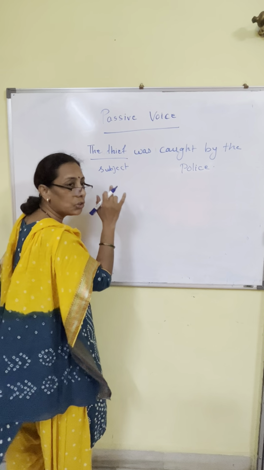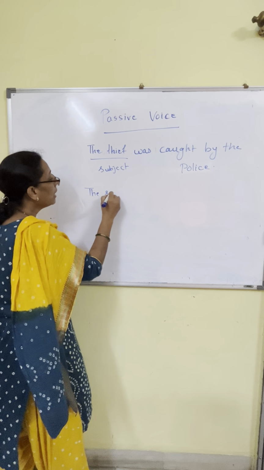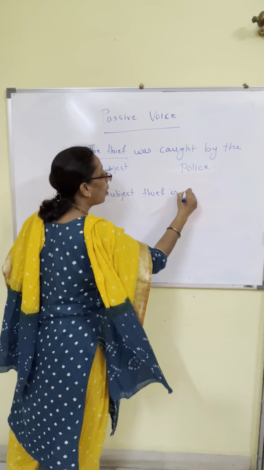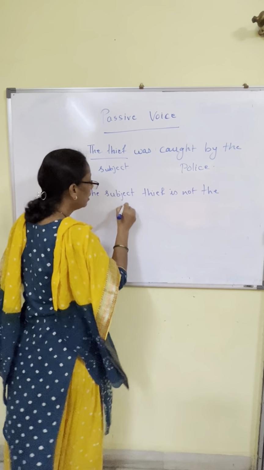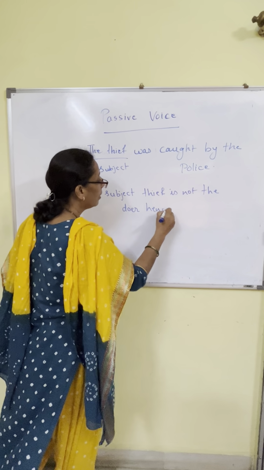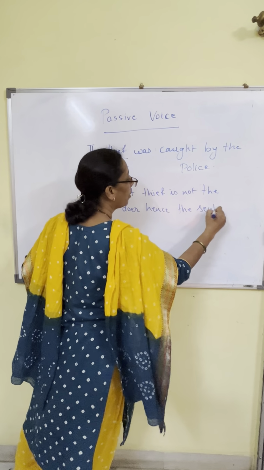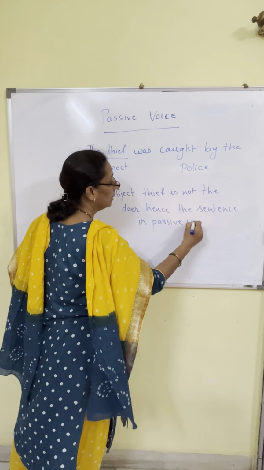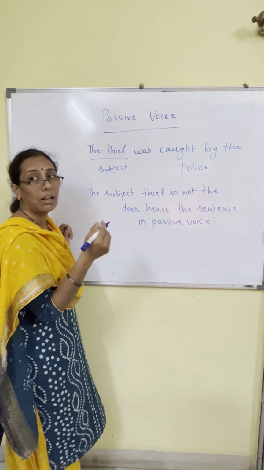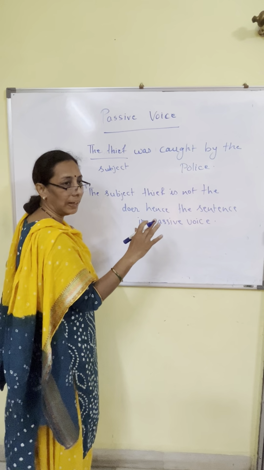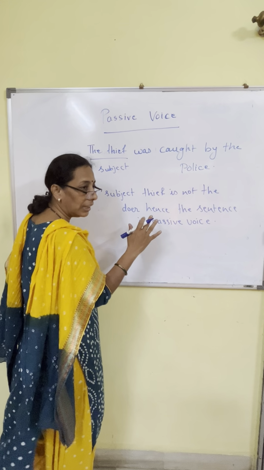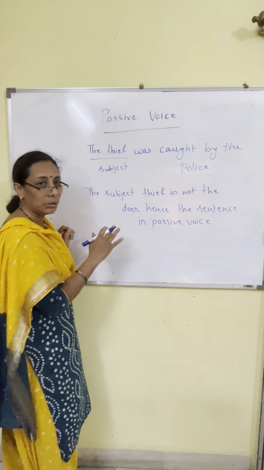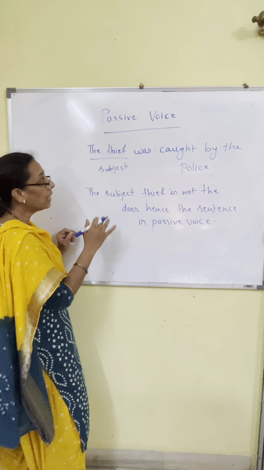Hence, the subject, thief, is not the doer. Hence, the sentence is in passive voice. What do you mean by passive? Passive itself tells us. Passive means doing nothing. So the subject is not doing anything. Rather, the action is done on the subject. Hence, it is called as passive voice sentence. Got it?